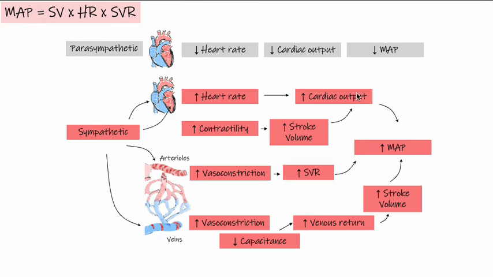Now, something which I want to highlight here is notice that the parasympathetic only affects heart rate. So everything else is going to be controlled by the sympathetic system. Mean arterial pressure is that force which is driving blood throughout our body to provide for its metabolic needs. So with the idea of homeostasis, blood pressure is certainly going to be one of those factors that we need to keep tightly regulated.